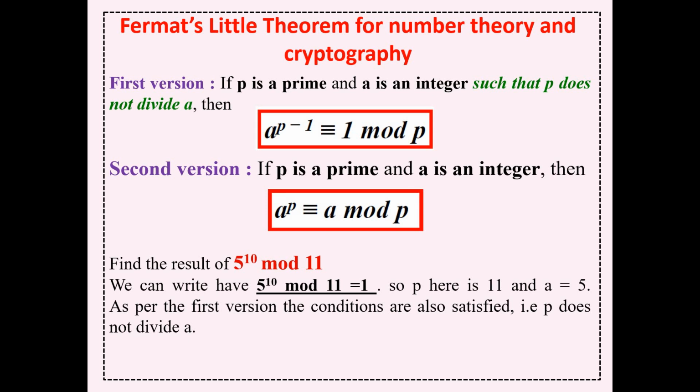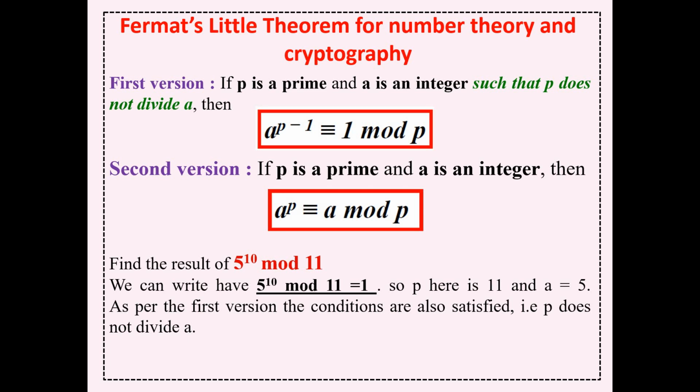So it should be mod P in this case, where P is a prime number. The first version of it is A to the power P minus 1 congruent to 1 mod P, which basically means A to the power P minus 1 divided by P, the resultant remainder should be 1. So that is what the idea is.